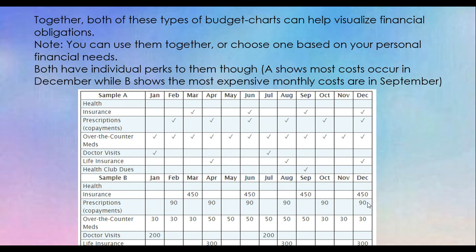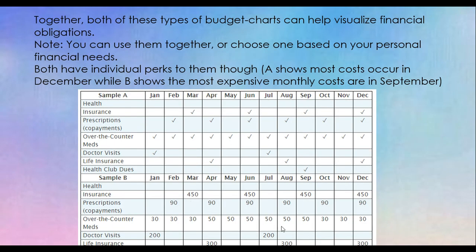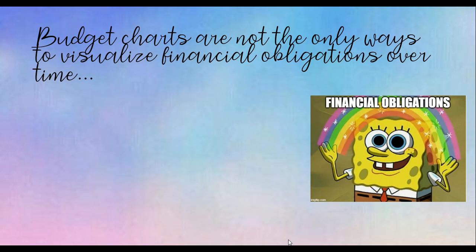However, sample B, our traditional budget chart, shows that the most expensive costs are actually in September because this person is paying $600 a year for their gym, plus insurance is coming out that month, and they're still paying for their monthly medicine. So there's perks to both. I probably honestly would just use this bottom one. I like working with numbers, and I would actually kind of change this. But yeah, so let's see.